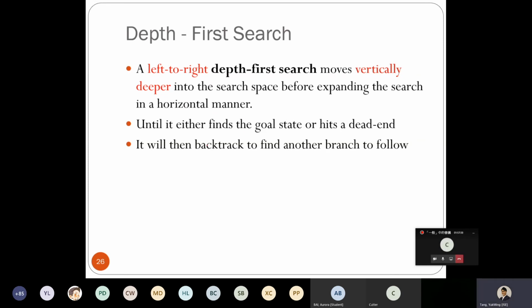Before I talk in more detail about the difference between the depth first search approach and the breadth first search approach, I'd like to stop for 10 minutes to see if you have any questions first. You may let me know in the chat box if you have any questions. Then we'll come back in around 10 minutes.